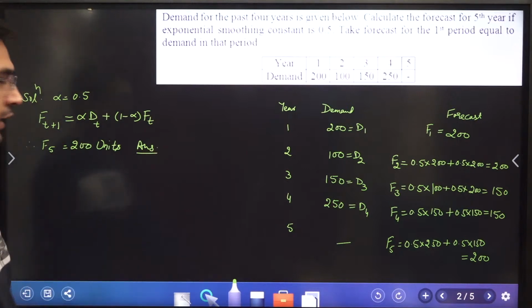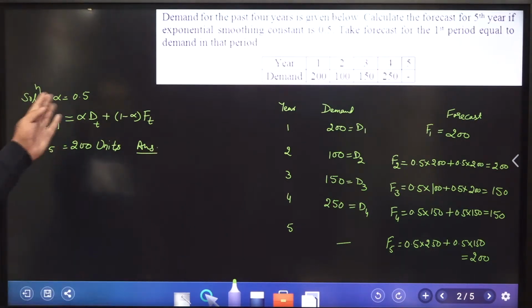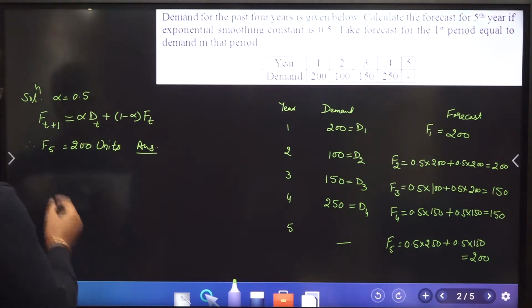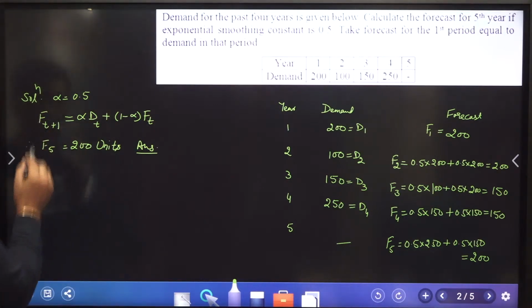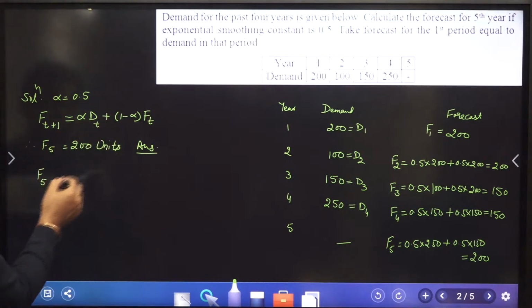This is one way of doing it, right? Pretty easy, nothing to remember except this formula. That's all, your job will be done. Another way is to write it in the expanded form. You can write it in the expanded form also. So how you can write? I have to take the fifth period, write it and go on expanding, and you can write it this way.